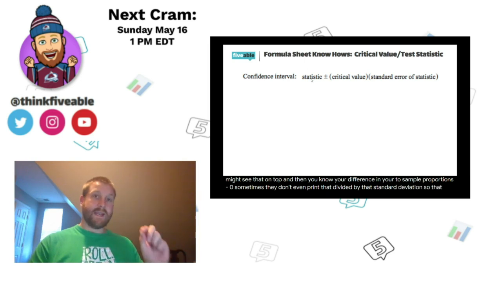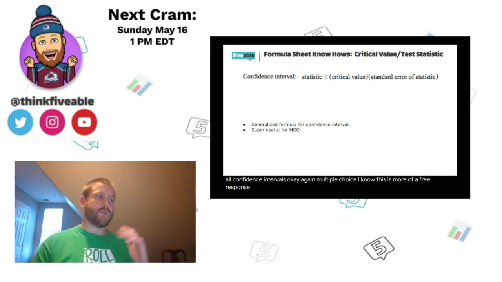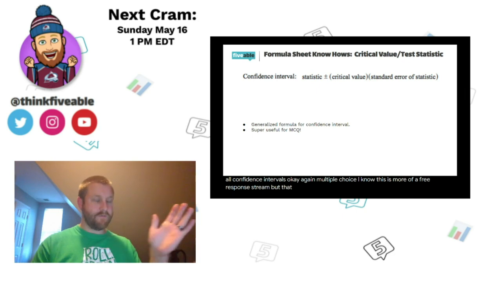So that sample statistic, plus or minus the critical value, which is your Z-score for proportions, your T-score for means, and then times the standard error. That is the same formula for all confidence intervals. Okay? Again, multiple choice. I know this is more of a free response stream, but that format is going to show up.